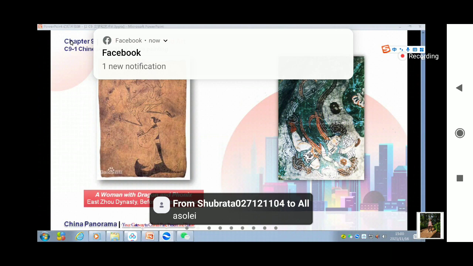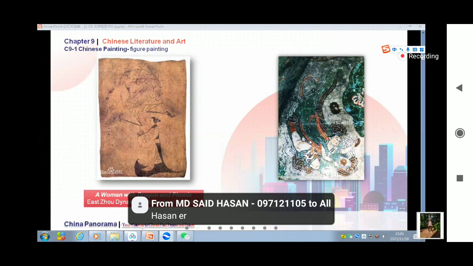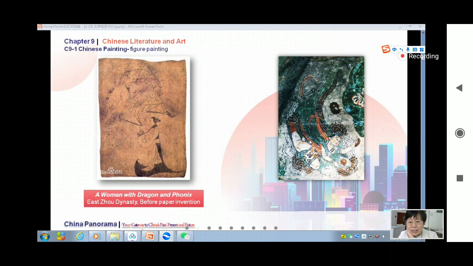It also looks like a mermaid. Like a mermaid? Really? These are the legs, I think. It's not the tail of a fish. It looks like a mermaid, but it's not. It's like a Buddha. This is like a Buddhism goddess.